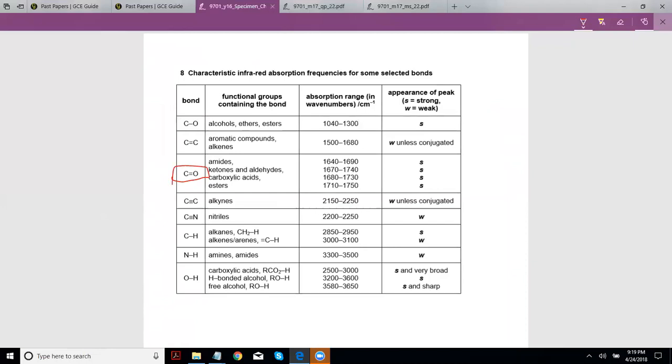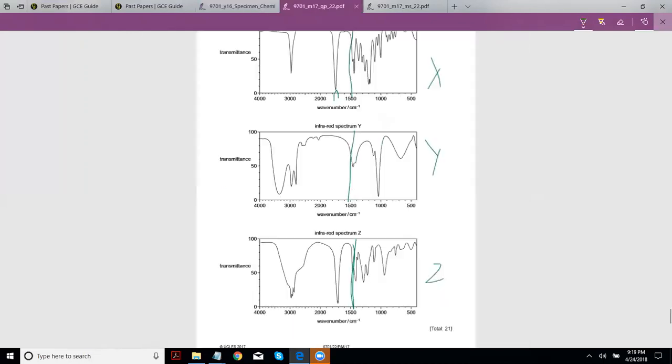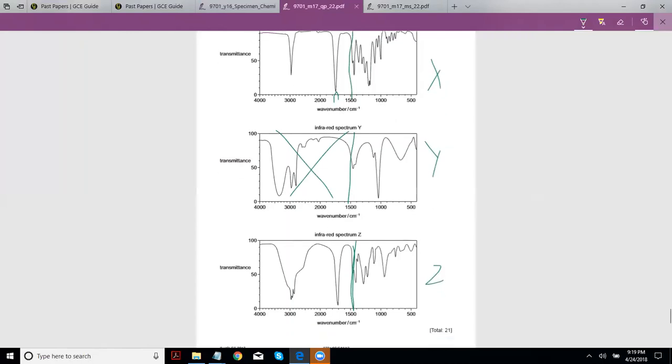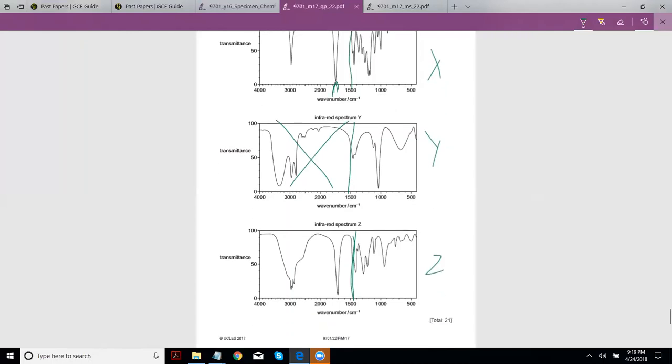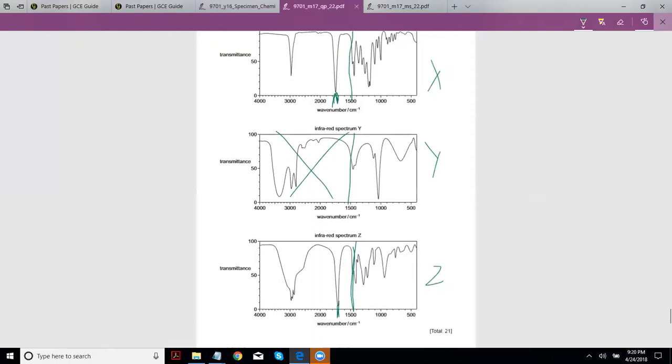So yeah, we do need C double bond O. In fact, हमें ester वाला चाहिए तो around about 1710 to 1750. You need a strong peak. So why can't Y be it? Because इधर 1700 पे कोई peak नहीं है. X and Z can be because they have a peak around the 1700 mark. So okay, they're in the running.